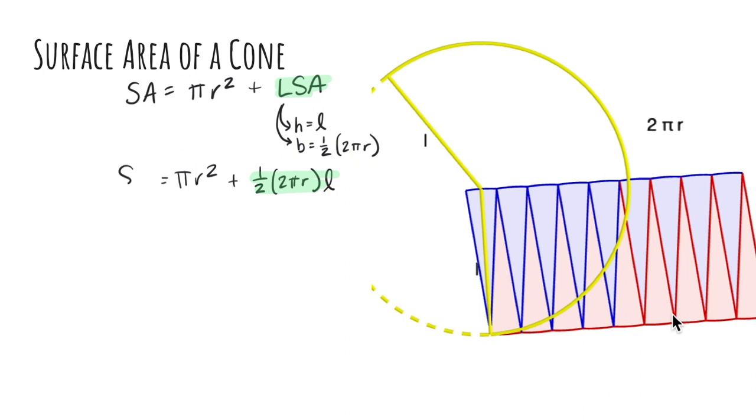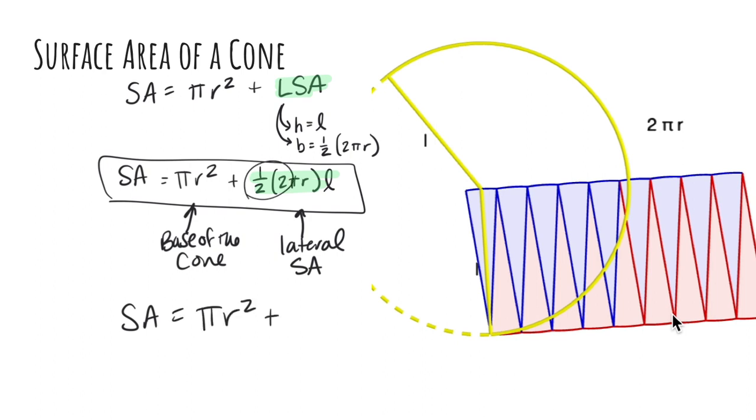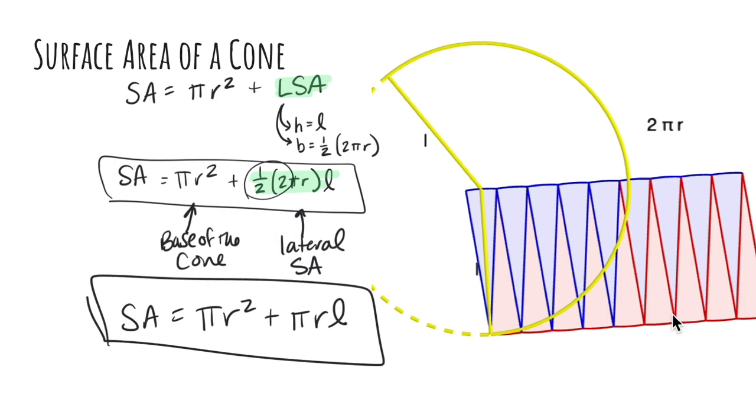So there we have it, the entire surface area put together. The surface area is the base of the cone in that circle, and then we have that lateral surface area, which is that purple side that we initially unwound. So that lateral surface area is half 2 pi r times L. Let's go ahead and simplify that. Half times 2 simplifies to pi r L, giving pi r squared plus pi r L. And there's our final formula right there.